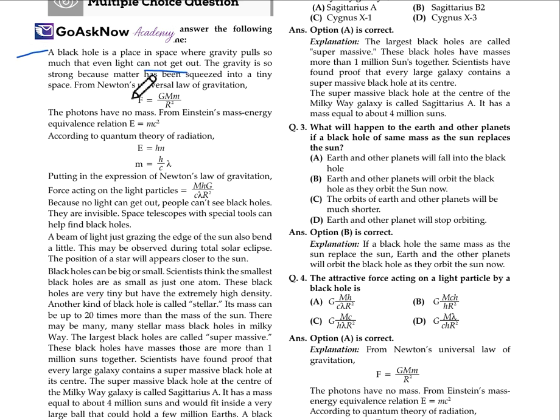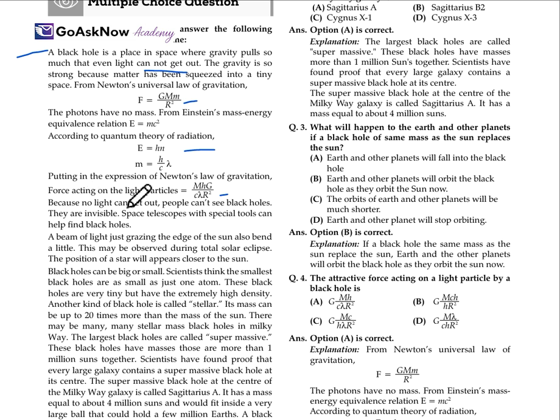The gravity is so strong because matter has been squeezed into a tiny space. From Newton's universal law, F is equal to GMm upon r square. The photons have no mass. From Einstein's mass-energy relation, E is equal to mc square. According to the quantum theory of radiation, E is equal to hν, then m is equal to h by cλ. Putting the expression into the law of gravitation, the force acting on the light particle equation has been given.